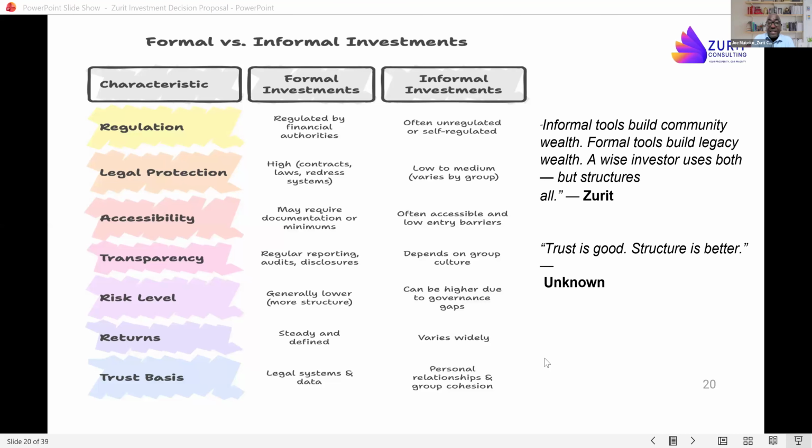Risk levels: formal investments, lower because there's structure on it. But for some formal investments, risk levels could also be higher, but then there's structure. Informal investments, the risk level is higher, because it depends again on culture. So remember, in all the things that you do, trust is good, but structure is better. Make sure there is structure in where you're investing your money, even if it's a friend's business, so that you can preserve your capital. So there has to be clarity.